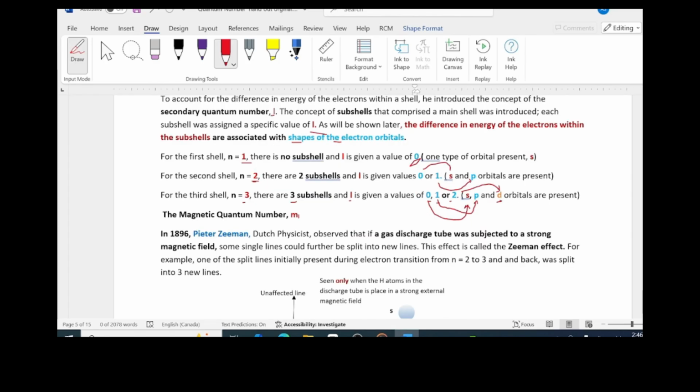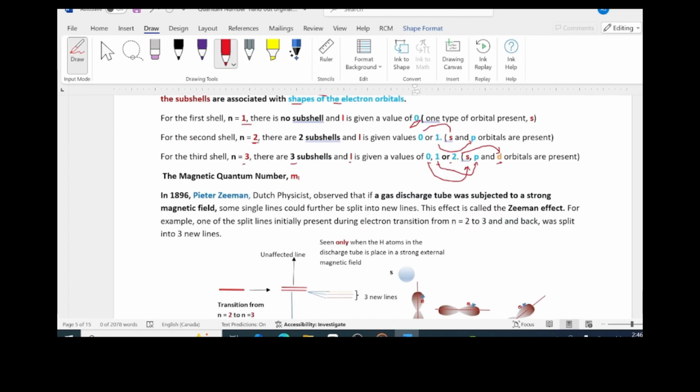Magnetic quantum number ml. In 1896, Peter Zeeman, a Dutch scientist, observed that if a gas discharge tube was subjected to a strong magnetic field, some single lines could further be split into new lines. This effect is called the Zeeman effect. For example, one of the split lines initially present during electron transition n equals 2 to n equals 3 and back was split into 3 lines.